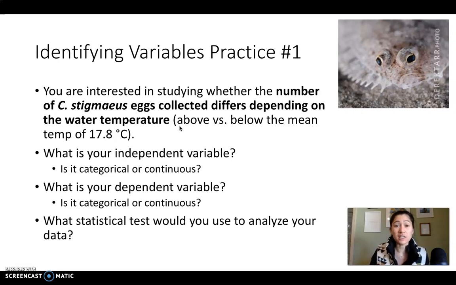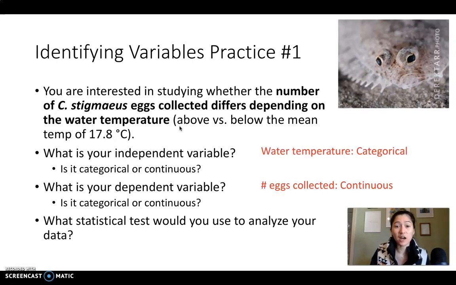What about for our dependent variable? For the dependent variable, that would be the number of eggs collected. So we're trying to see if the water temperature affects the number of eggs collected. So the number of eggs collected would be the dependent variable. And in this case, since we're counting number of eggs, that's a continuous variable. Usually numbers are considered continuous, but of course, as we just said, if you specify you're breaking it into different groups, then it can be categorical.